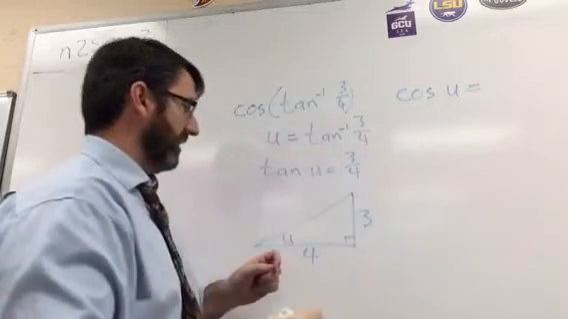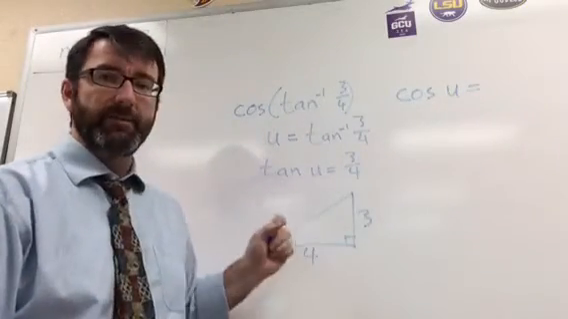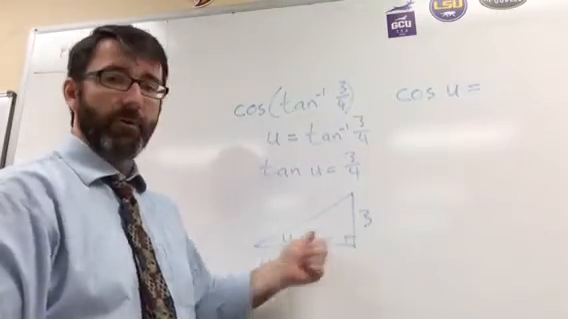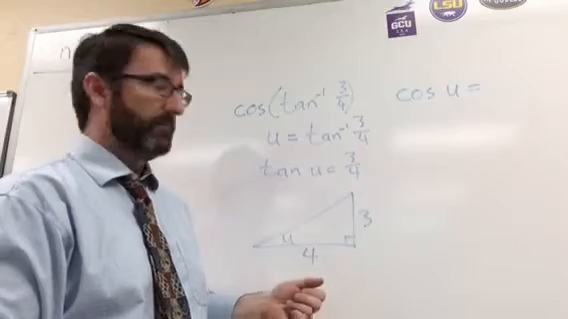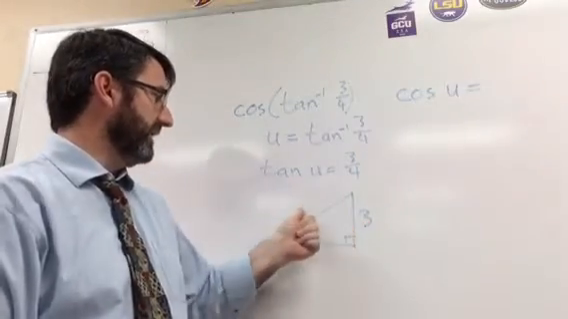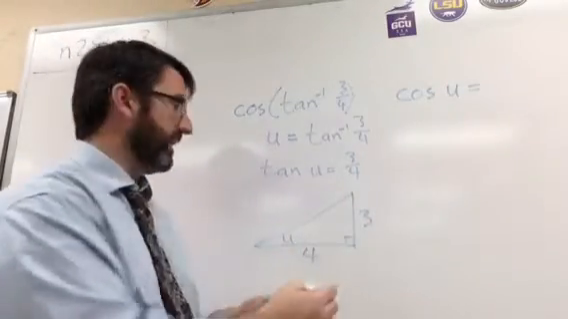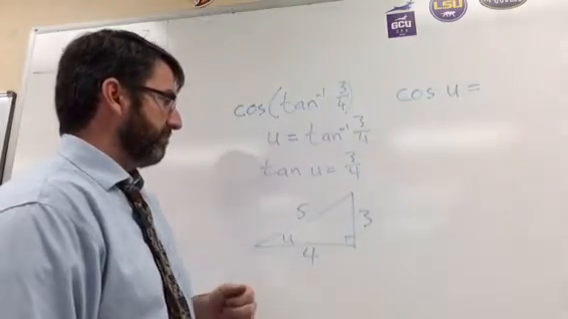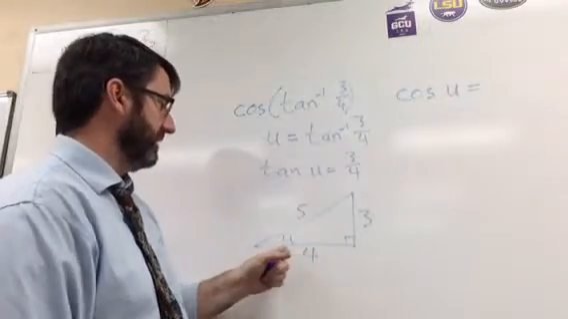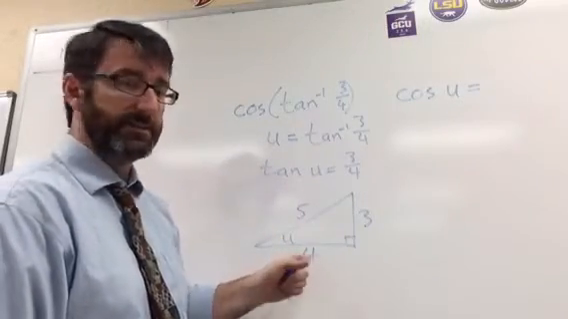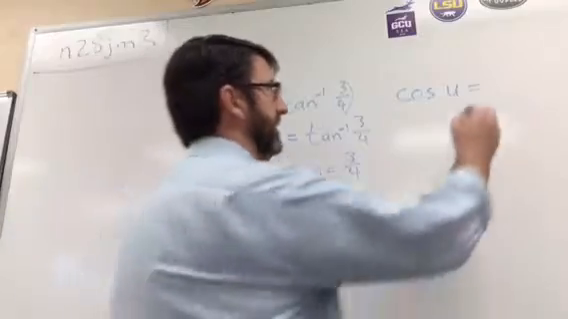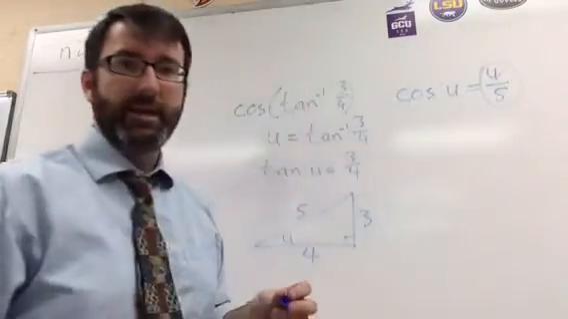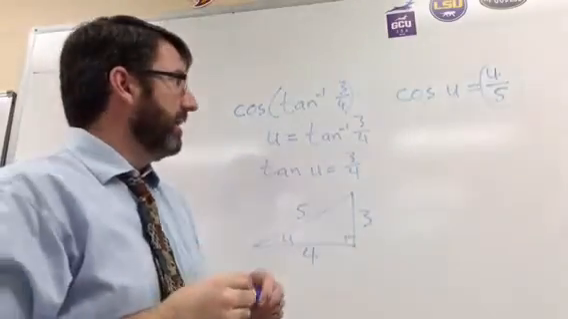And we're going to find that using the Pythagorean theorem. Of course, since this is 3 and 4, this is a special triangle. So we can easily find the hypotenuse. This is a 3, 4, 5 triangle, so the legs are 3 and 4, the hypotenuse is 5. And so the cosine of u is equal to the adjacent side over the hypotenuse, or 4 over 5. And that's going to be our answer. All right.